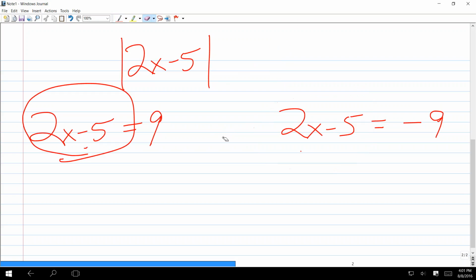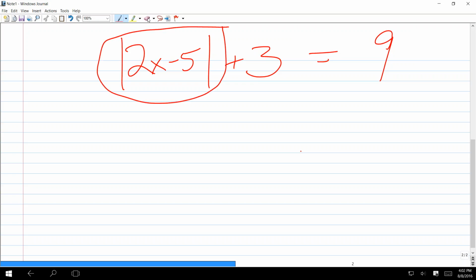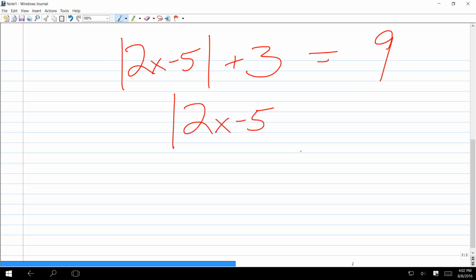Now, if I change this problem slightly, and I do this, well now, what's the first step? Setting it to two different equations. Not yet. We can only do that once we isolate that. So subtract the 3. Yes. So you always, in other words, you always want to isolate the absolute value before you can make that statement.